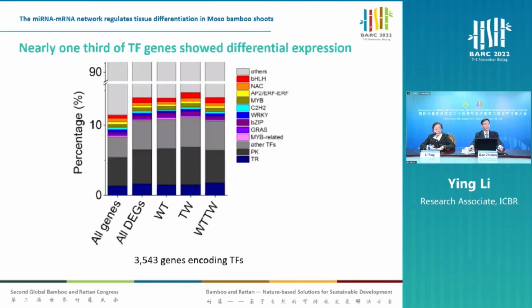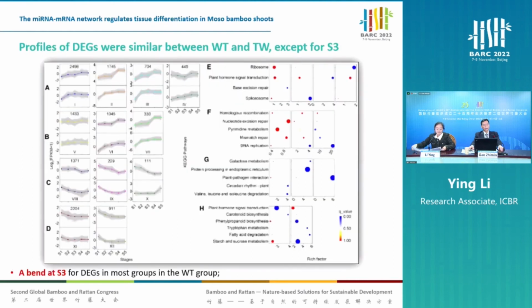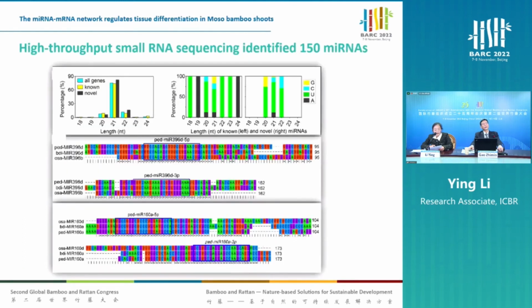About 3,500 genes encode transcription factors. The largest TF families were bHLH, NAC, and MYB. Nearly one third of the TFs showed differential expression. Differentially expressed genes in most groups peaked at the third stage in the wild type group. They shared some common GO terms. A total of 150 microRNAs were identified.